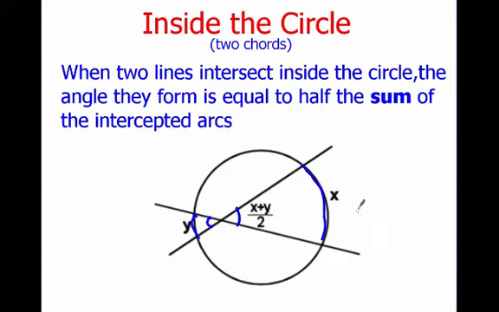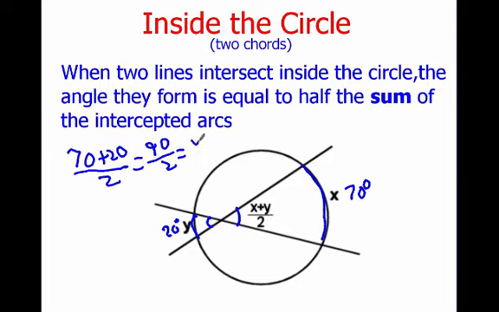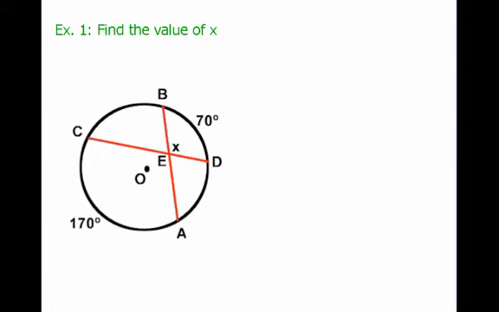So if I said x was, say, 70 degrees, and y was, say, 20 degrees, to figure out this angle in here, I'd do (70 + 20) / 2, which is 90 / 2, which is 45 degrees. So anytime we have two chords intersecting inside of a circle, the angle we get is half the sum of the arcs. Let's take a look at example number 1.